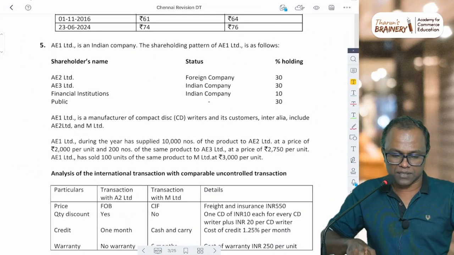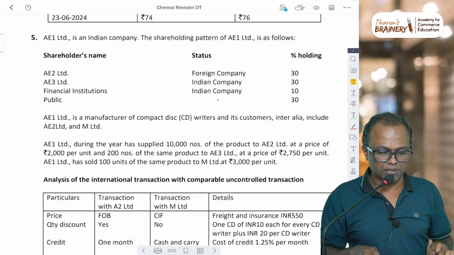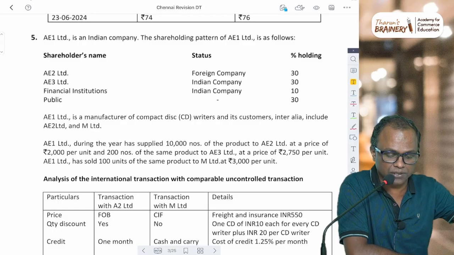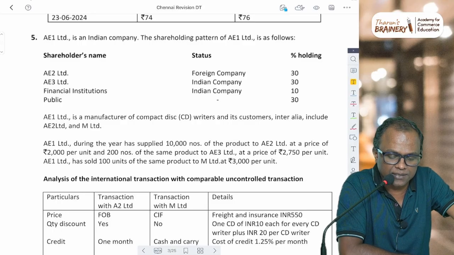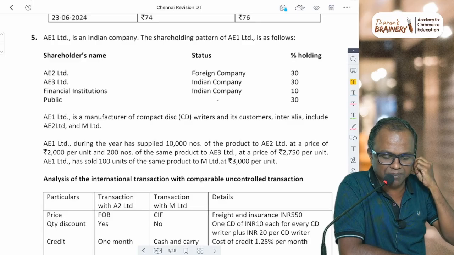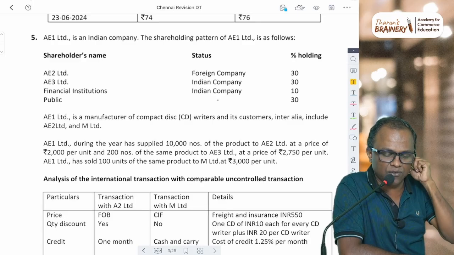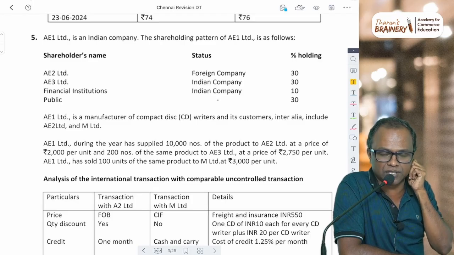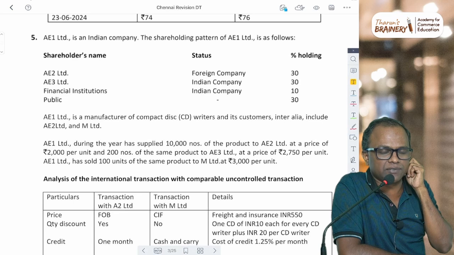So AE1 Limited is an Indian company. The shareholding pattern of AE1 Limited is as follows. AE2 Limited, foreign company, 30% holding. AE3 Limited, Indian company, 30%. Financial institution, Indian company, 10%. Public, 30%. So from the shareholding, it is very clear that the associated enterprise of AE1 Limited is AE2 Limited, because it is a non-resident, foreign company, and holding at least 26%. 30% is holding.